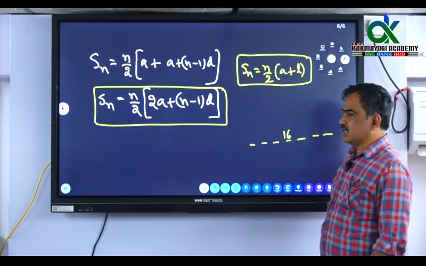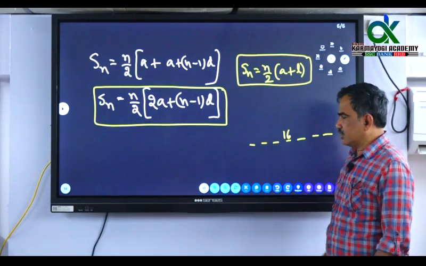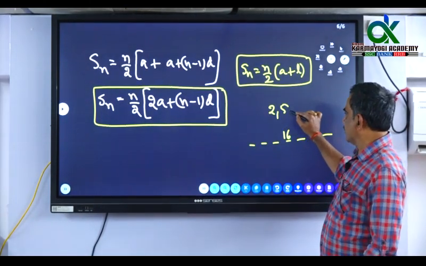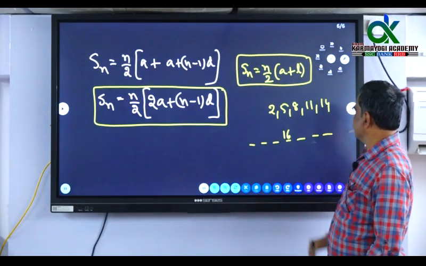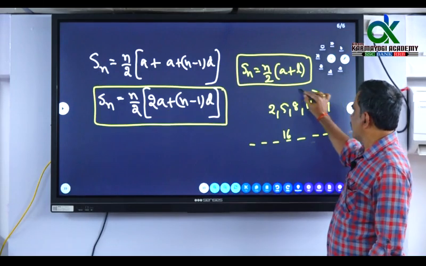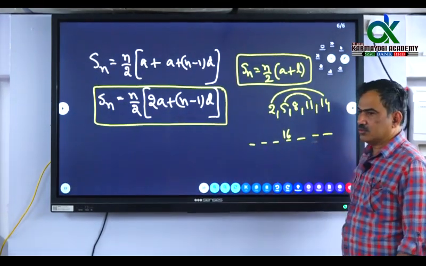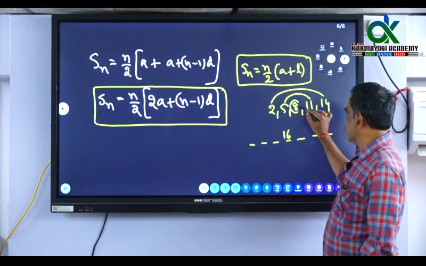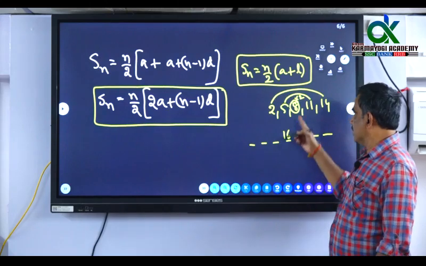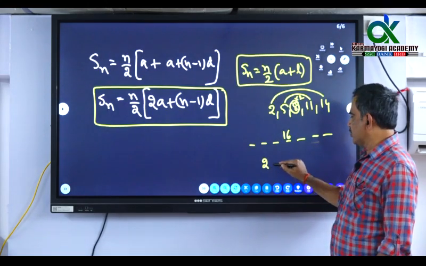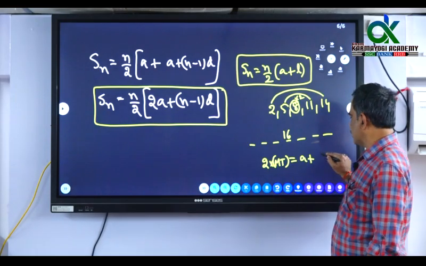Listen carefully. There is an advantage in arithmetic progression if an odd number of terms are there. For example, 2, 5, 8, 11, let it be 14. What is the sum of these two? 16. What is the sum of these two? 16. If only one middle term is there, into 2 is also 16. That means 2 times the middle term is always equal to first term plus last term.